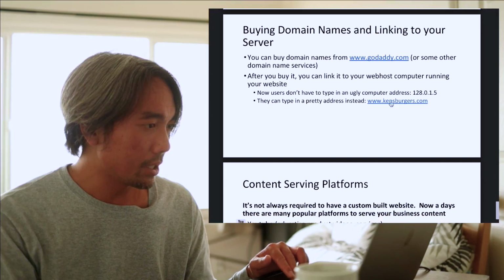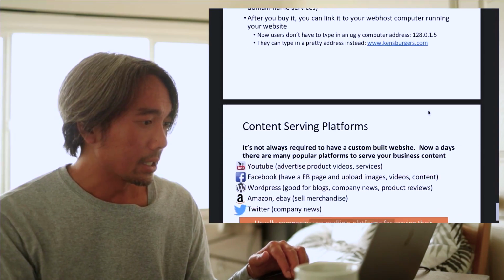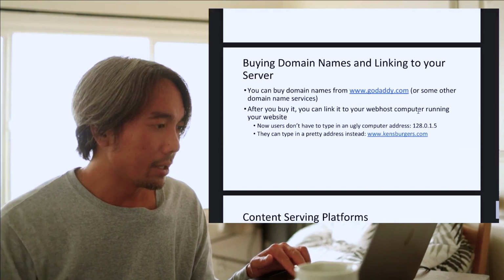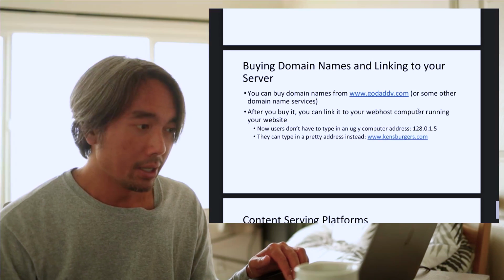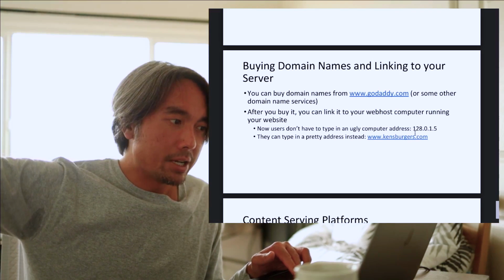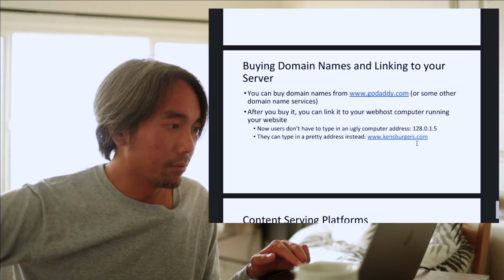So once you go there, let's say I buy www.kensburgers.com, then I can map it to my IP address through settings and whatnot. And now when people visit my web server, they will enter this address versus the IP address of the computer itself.